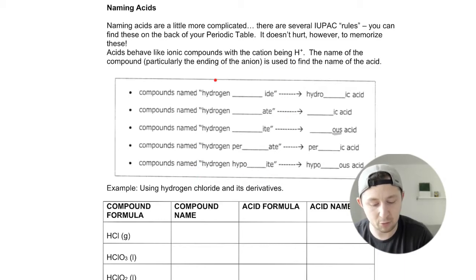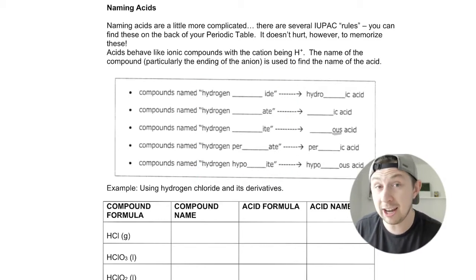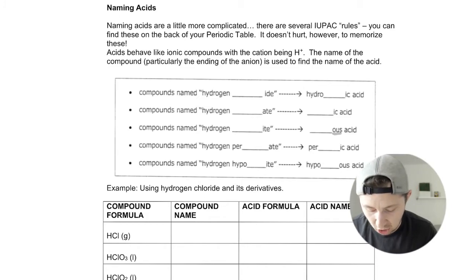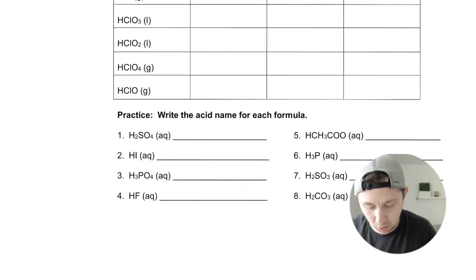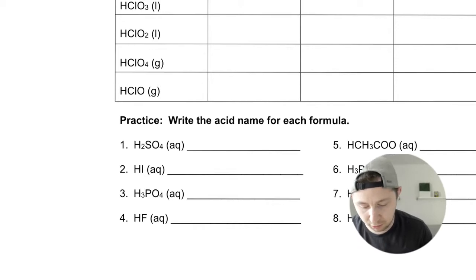And it gave you this set of rules for what the acid name is going to be. So we have to determine the ionic name first, and then we can talk about the acid name. So what we're going to do here is write the ionic name on the left, and then write the acid name for each one of those. So let's look at this one here first.